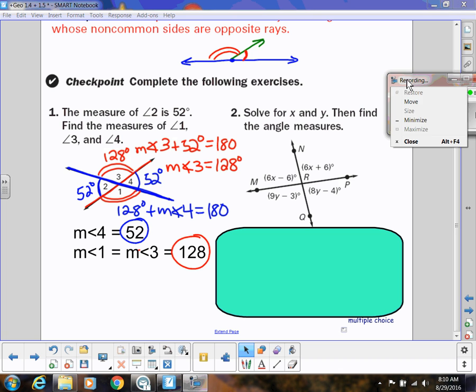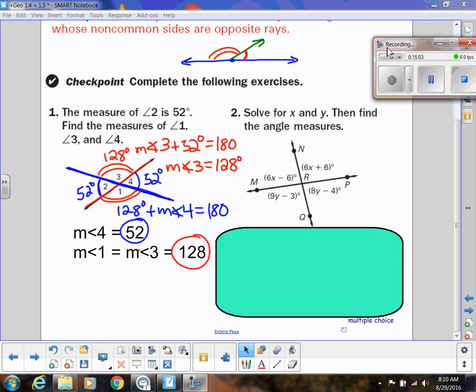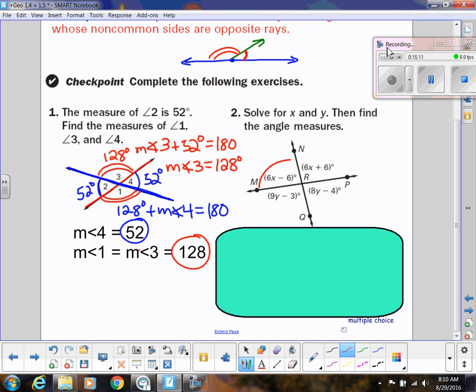What you'll see more often is when we have variables. All right, so they want us to solve for x and y. So let's look at what we have here. This angle and this angle are a linear pair, so those should add up to be 180 degrees. So I'm going to write an equation, 6x minus 6 plus 6x plus 6 equals 180. So that gives me 12x equals 180. So then that gives me 15. So x equals 15.